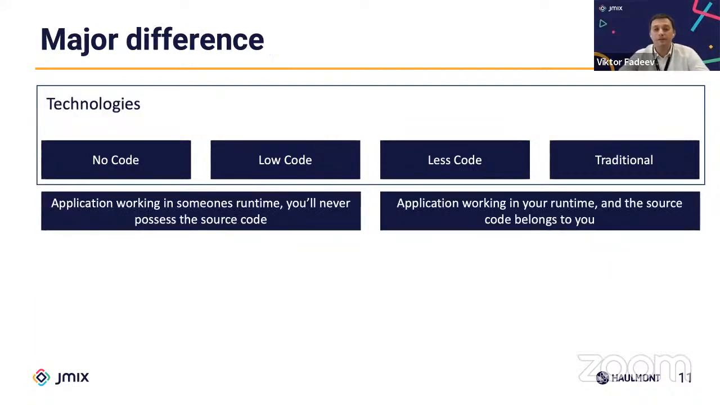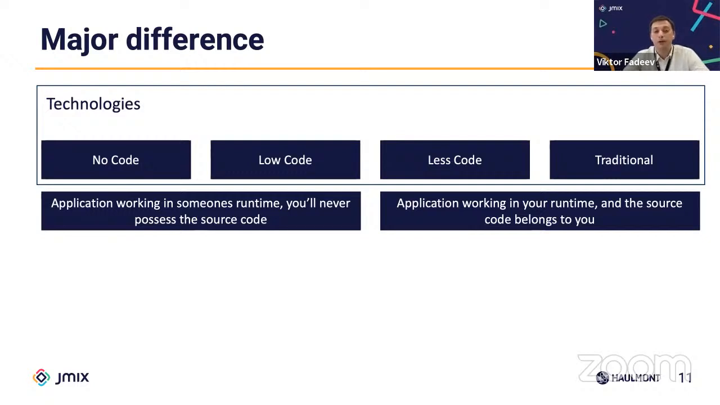It comes from the aspect of the runtime, because it looks like renting or owning a car. When you rent a car, after finishing the driving, you need to bring it back to the company which rented it to you. Your own car, you can continue driving. The same is with runtime. When you are building applications with no-code and low-code, you should always remember that you're working on someone's runtime and you will never possess the source code. And in the opposite, when you're working with less-code and traditional development, you own your runtime and the source code belongs to you.